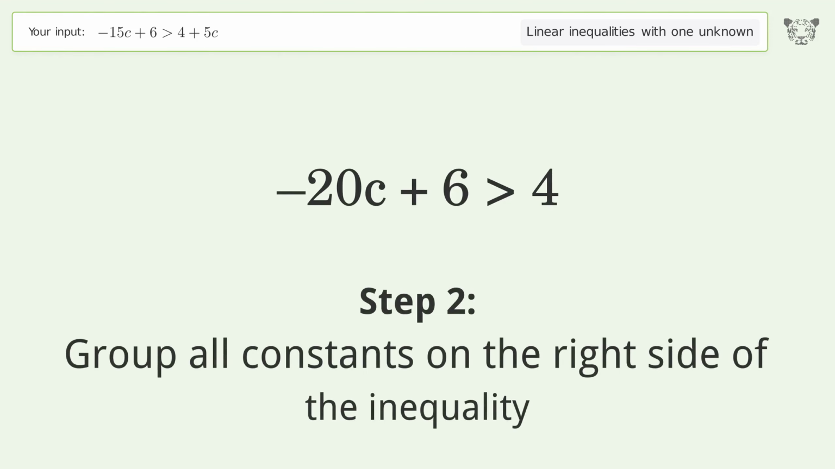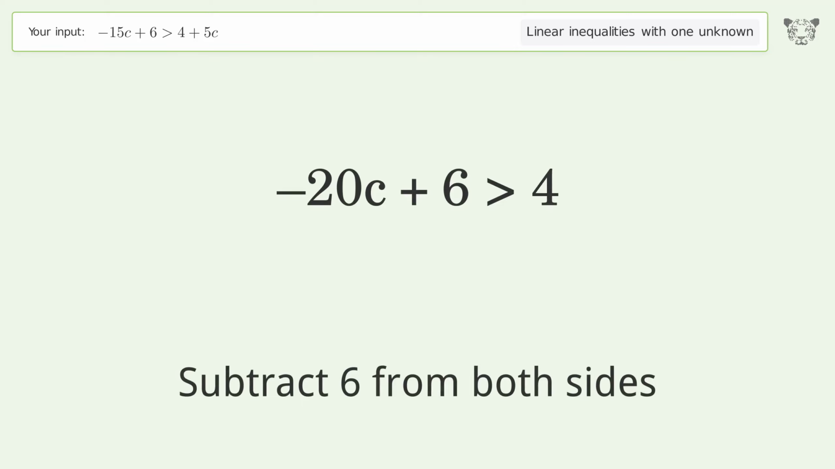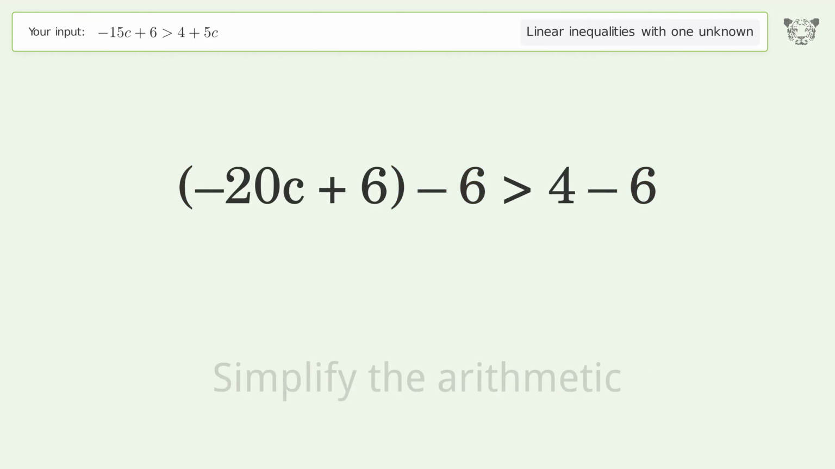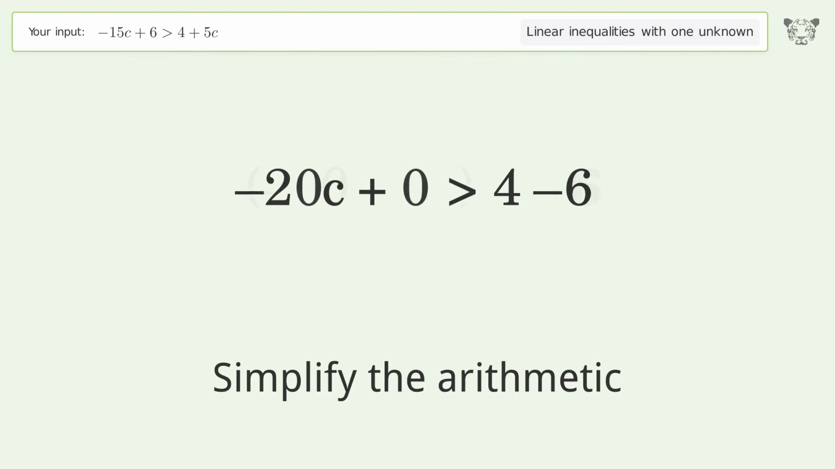Group all constants on the right side of the inequality. Subtract 6 from both sides. Simplify the arithmetic.